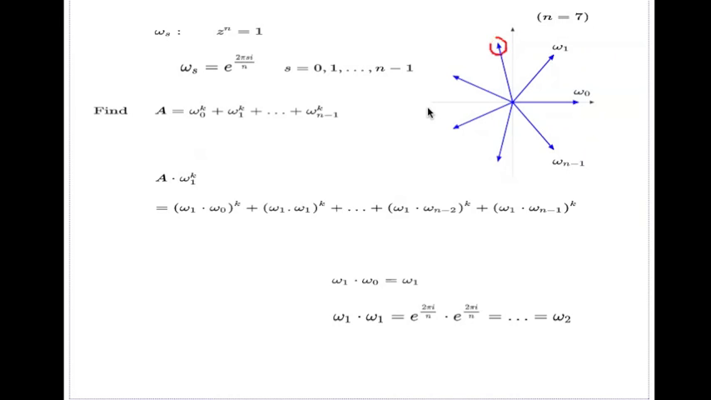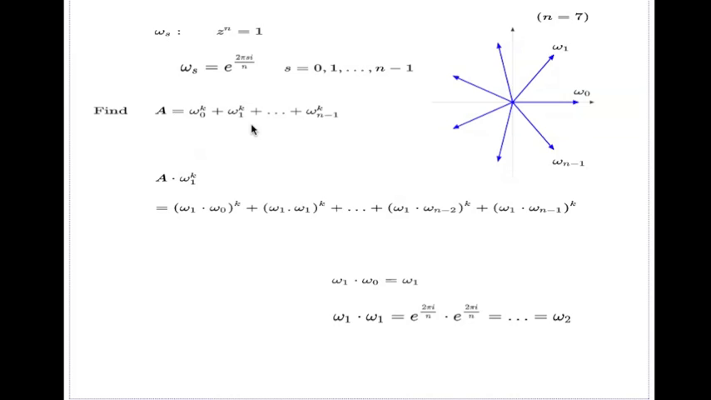Now, let me ask you this. Do you see some pattern in this behavior? What will happen if I multiply any middle omega in this one by omega 1? What will happen with that middle omega sub s? It will jump to the next one in a row, right?